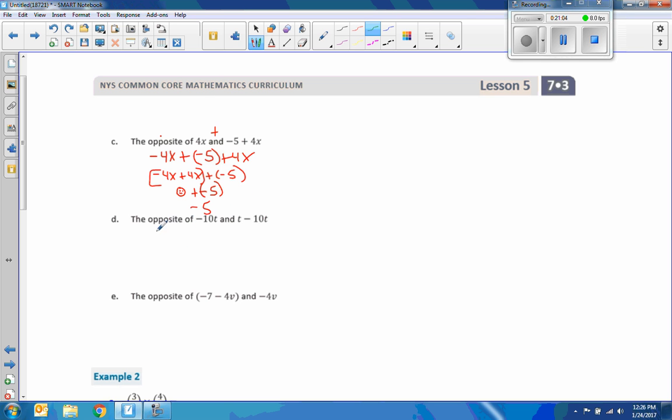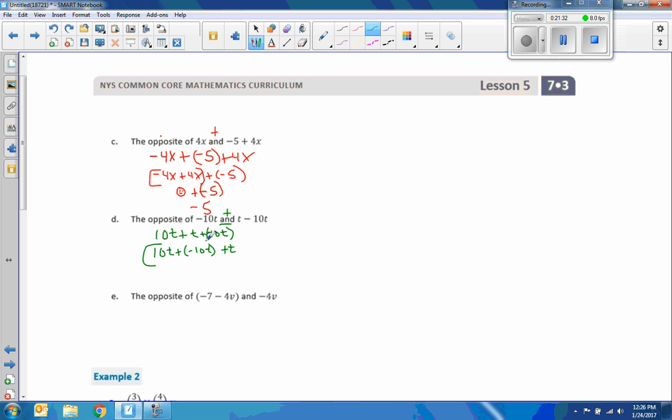Opposite of a negative is positive, so I'm going to write 10t. The word "and" tells me where to put my plus sign. t minus 10t, I'm going to change that to plus a negative 10t. I'm now going to move the 10t's together. So I'm going to have 10t plus a negative 10t plus t.